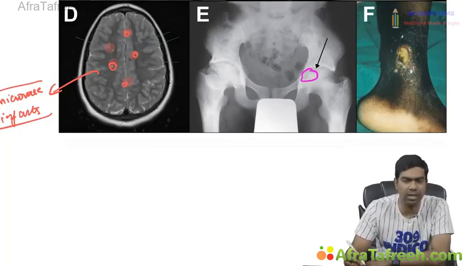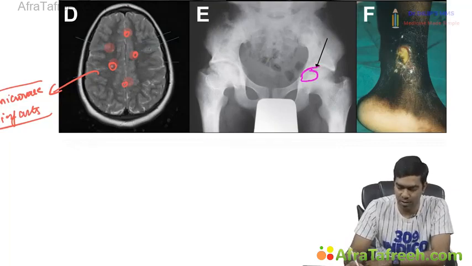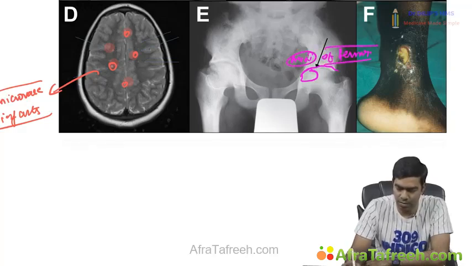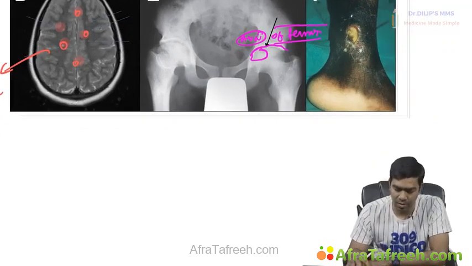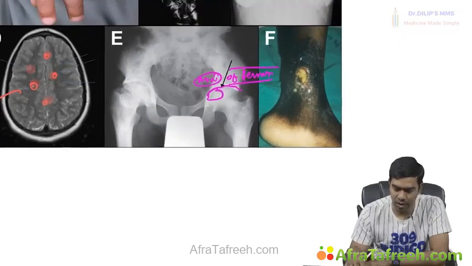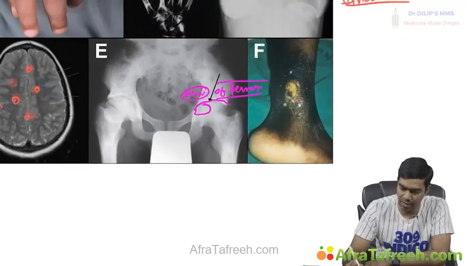You have a large cystic area within the femur and you cannot see the joint line at all. So this is definitely avascular necrosis of the femur. So that's what happens to the femur, with a lot of cystic areas. And this is an example of a leg ulcer.